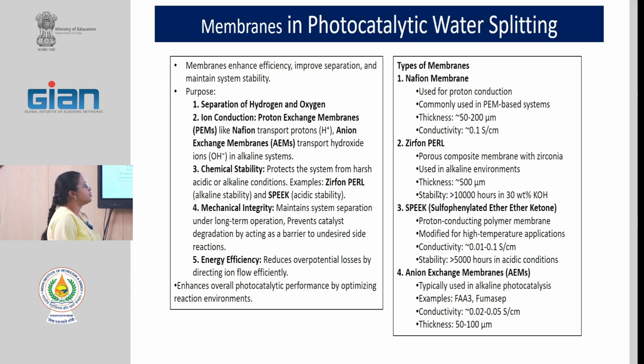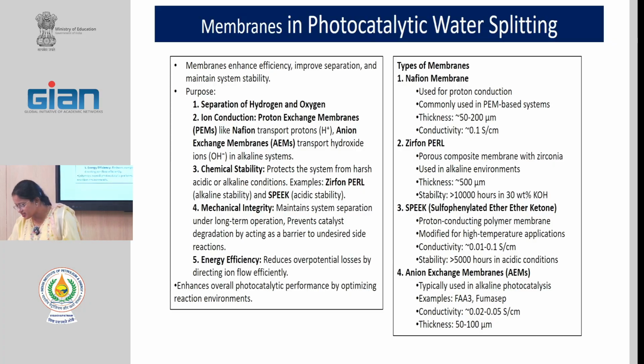So the role of this membrane is to separate the hydrogen and oxygen, to go for ion conduction, and to provide chemical stability, more mechanical efficiency and energy efficiency also. The most common type of membrane that we use is the Nafion membrane, or we also use SPEEK. SPEEK is the sulfonated ether ether ketone. It is more available than Nafion, but it also has sulfone groups. I'll just show you.